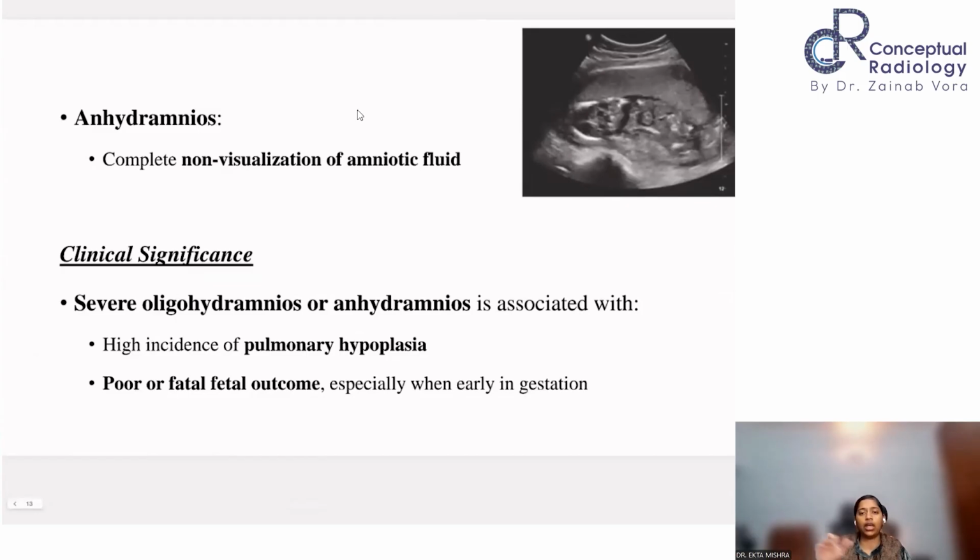Anhydramnios, you're not able to see any measurable pocket of fluid. So if there is severe oligo or anhydramnios, there are very high chances of pulmonary hypoplasia, especially if you see it in mid-gestation. And that confers the baby a poor prognosis.